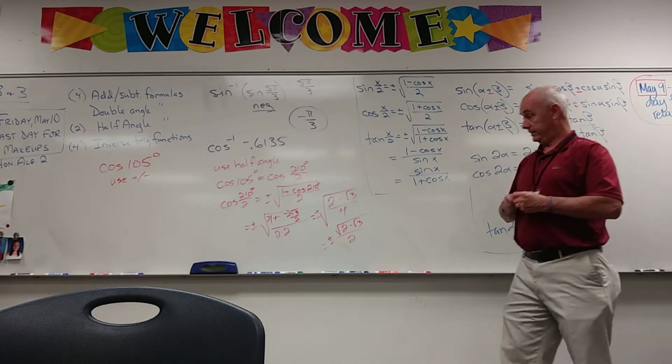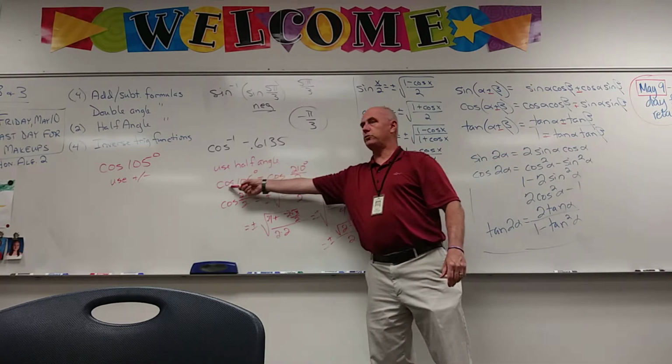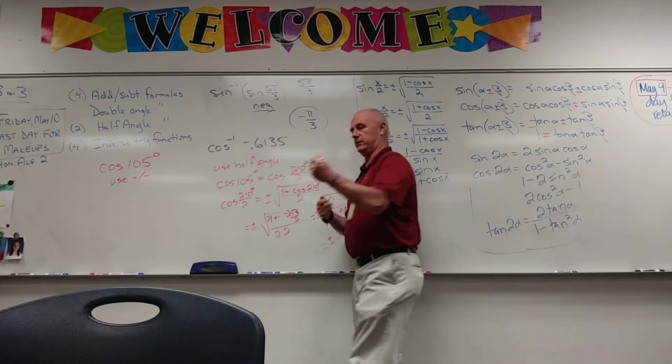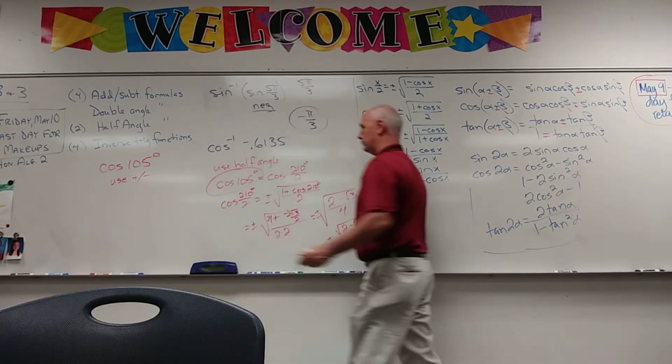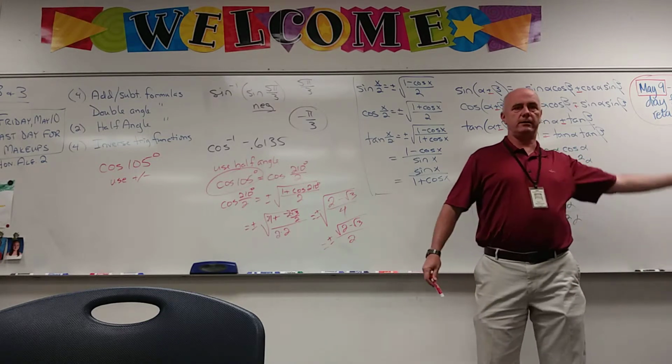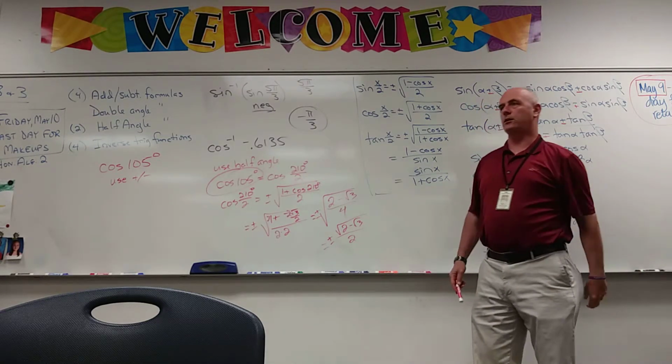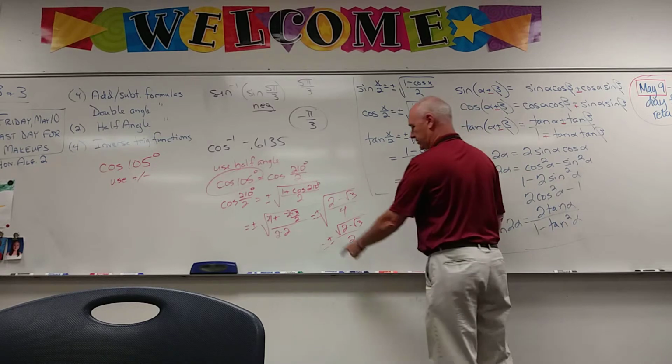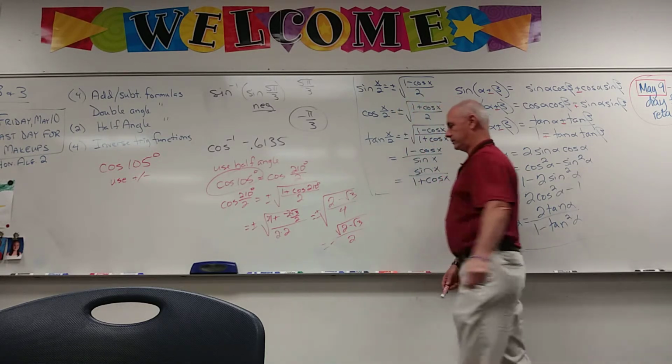And then, since we're finding the cosine of 105 degrees, which is in the second quadrant, and in the second quadrant cosine is negative, there's our answer.